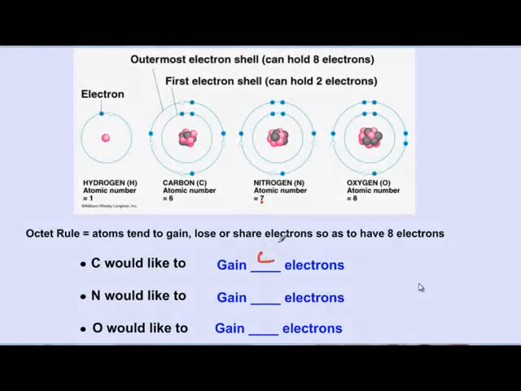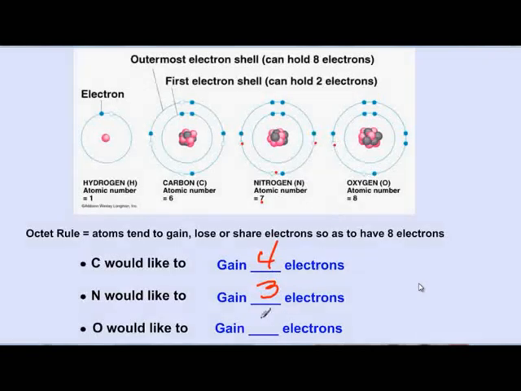Needs to gain 4 electrons in order to get a full octet. Okay, let's take a look at nitrogen. Nitrogen has 1, 2, 3, 4, 5. It needs 3 more, 1, 2, 3, so it's going to gain 3 electrons. And then oxygen has 6 valence electrons. It needs to gain 2.